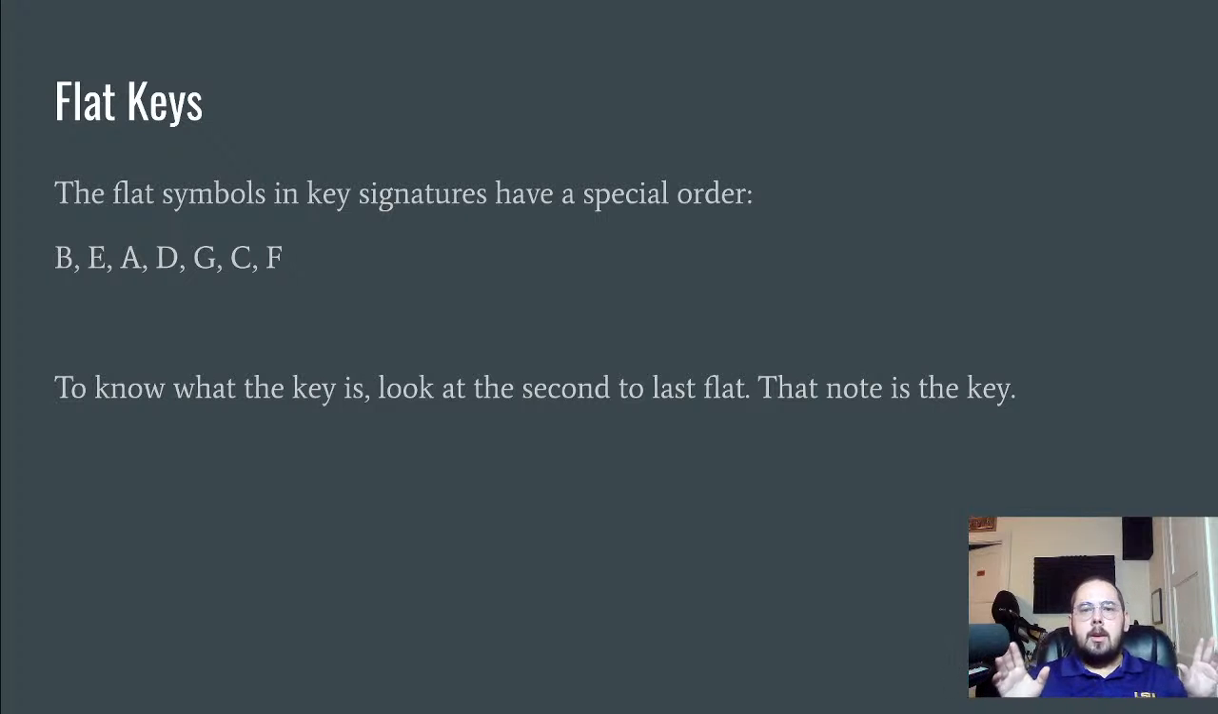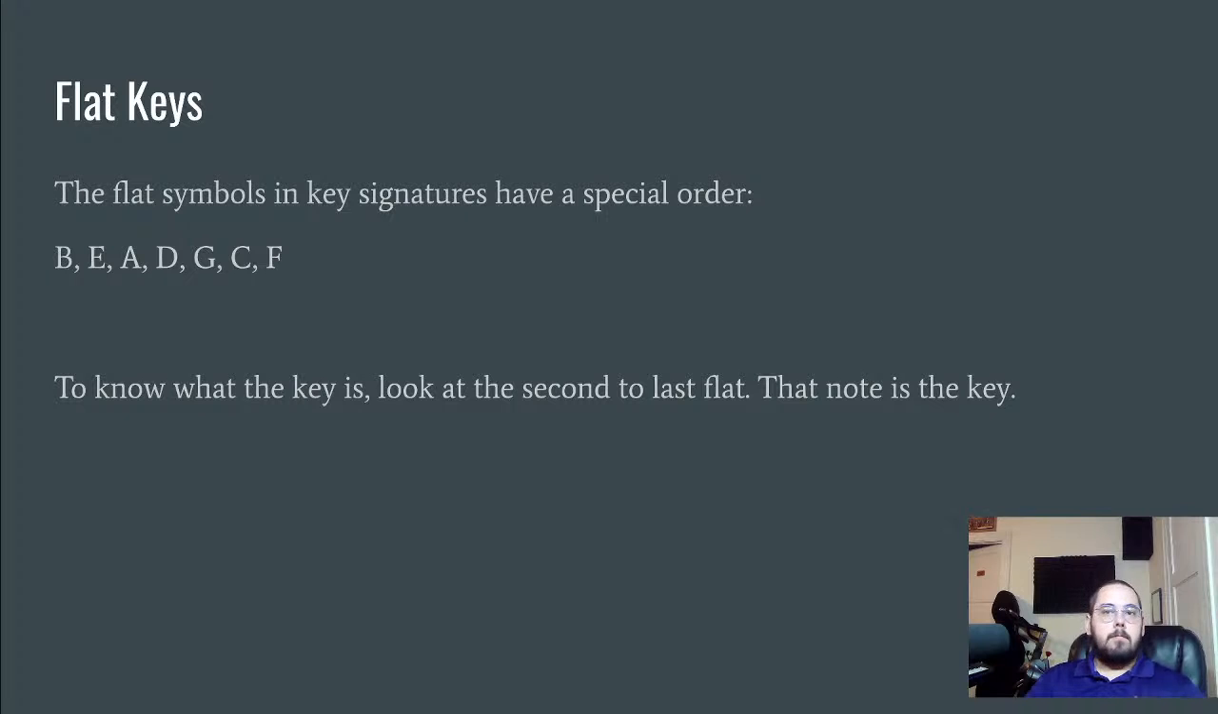To tell what the key is, what the tonic is, with the key signature, look at the note that's the second to last flat. All right, that's the tonic. So let's use that three flat example. So B flat, E flat, A flat. The second to last one is that E flat. You're in the key of E flat major.